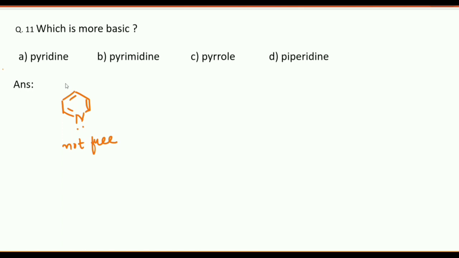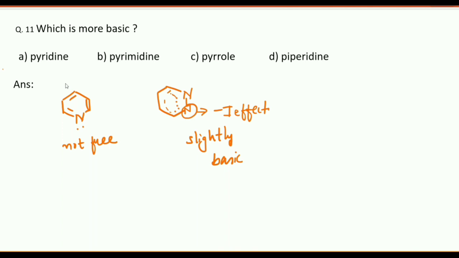Now pyrimidine, the structure of pyrimidine contains two nitrogen atoms, a nitrogen and a bond. Then here also a resonance takes place, and one of the nitrogen will have a minus I inductive effect. So it is slightly basic. Minus I inductive effect means it will attract electrons towards that atom. Here the nitrogen has minus I effect, so the electrons will be attracted towards this nitrogen.